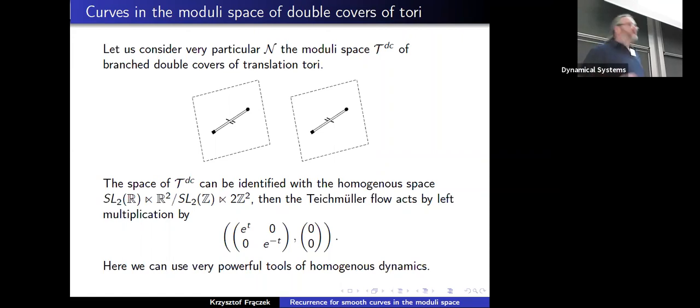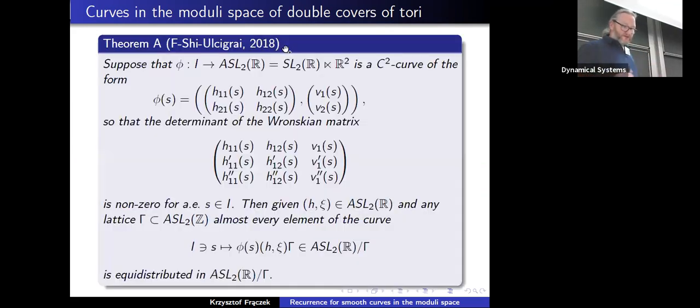And we should understand also how to understand the Teichmüller flow in this situation. It is given by the left multiplication by this diagonal subgroup. So in this situation, we can pass to homogeneous dynamics, and we can use very powerful tools of this homogeneous dynamics, and we use them to produce a criterion for equidistribution for curves which live in the space of double branched double covers of tori.